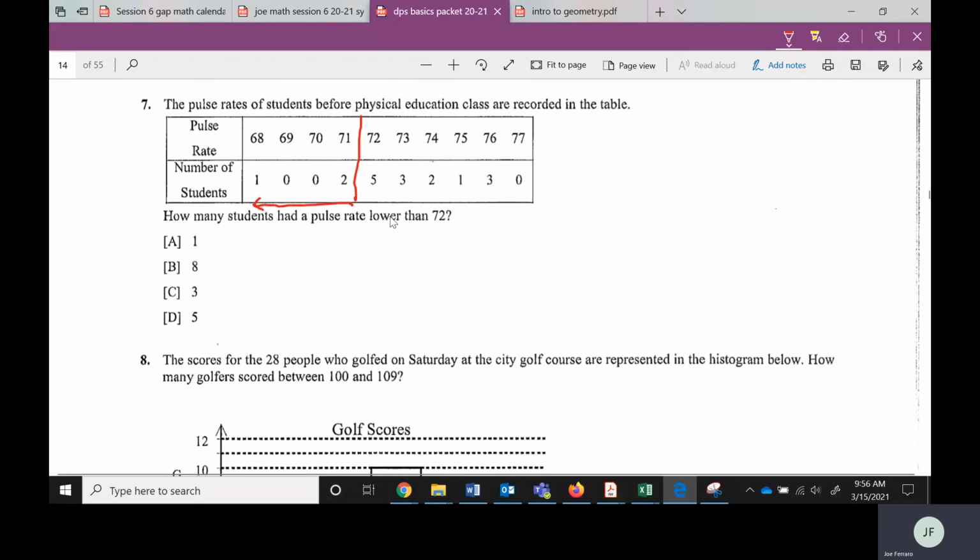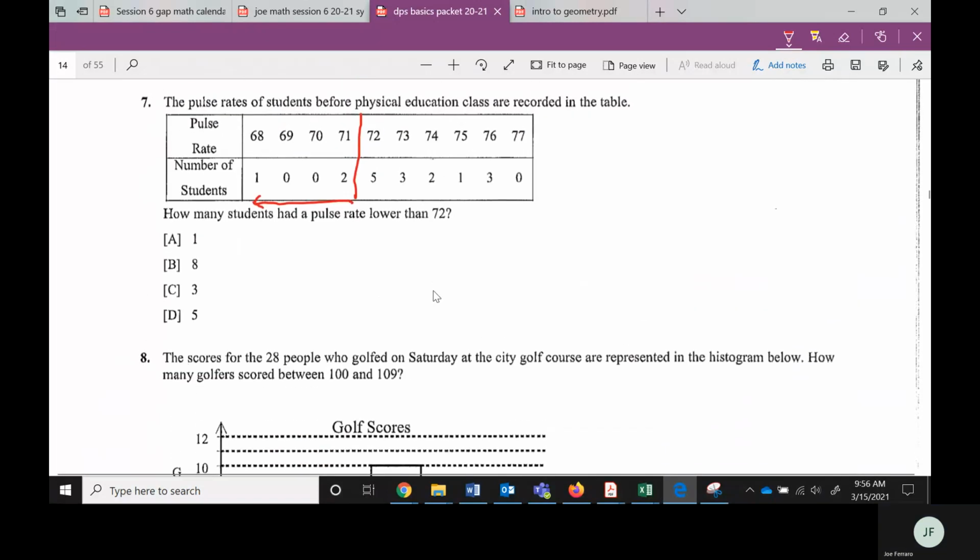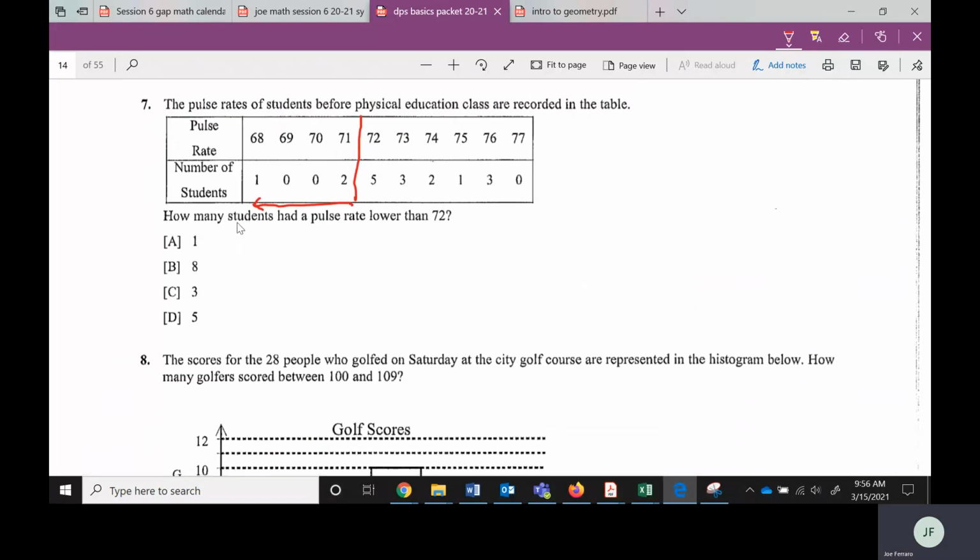So that one should be really easy. There's only 2 numbers here. Add them up, find the answer. And actually, let's just do that one because that one's that easy. You have 1 student with a 68, 2 students with a 71. There's 3. Okay.